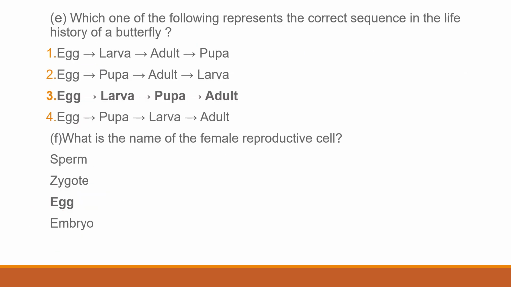Now, which of the following represents the correct sequence in life? What is formed after egg? Is it larva, adult, pupa? After egg, pupa, adult, larva? After egg, pupa, larva, adult? The exact sequence is: after egg, larva is formed, then pupa is formed, then adult is formed. So this is the correct answer: egg, larva, pupa, adult. You should observe which one is incorrect, because all are almost the same. If you by mistake tick any other one, it will be a wrong answer for you.